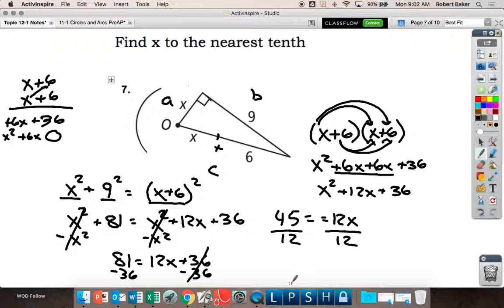Which is 3.75. Allow me to get my calculator. Baker reaches for cell phone for YouTube video people. Calculator. 45 divided by 12. 3.75. Nailed it.